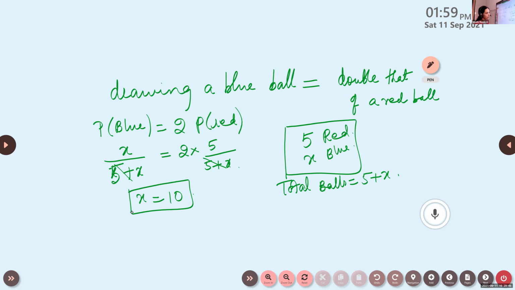Monday onwards, we start revision. Monday, we'll be doing revision from the chapter probability and get ready for the test paper on Wednesday. Wednesday, test paper in probability. So today onwards, what you do? Start revising.